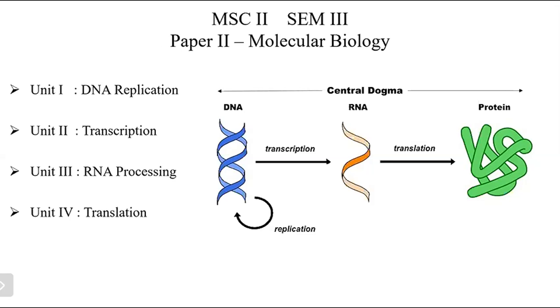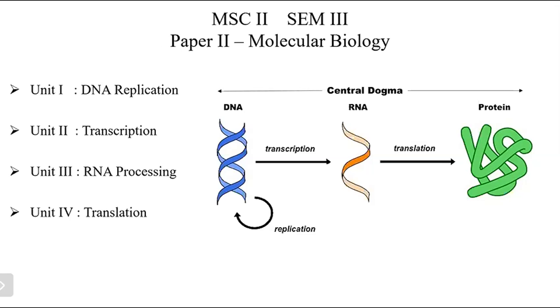We can put this entire syllabus in one diagram. You must have heard of the central dogma. So what is the central dogma? First is DNA, which is the genetic material. If DNA gets converted into DNA, it's called replication. That's your first unit, DNA replication. Then DNA gets converted into RNA, that is transcription. Then that RNA gets translated to form protein. The entire process is called the central dogma.